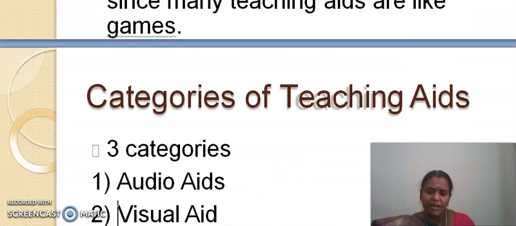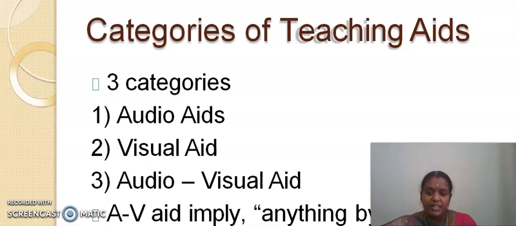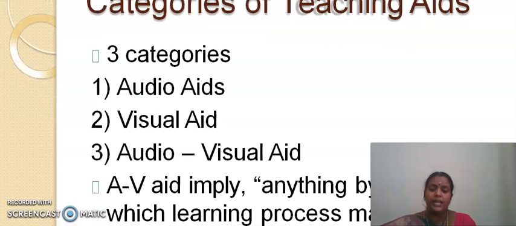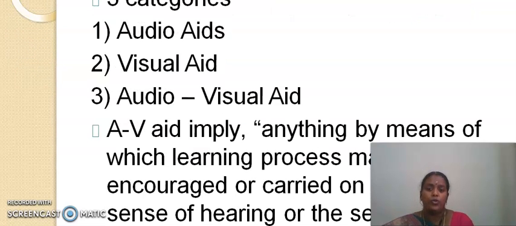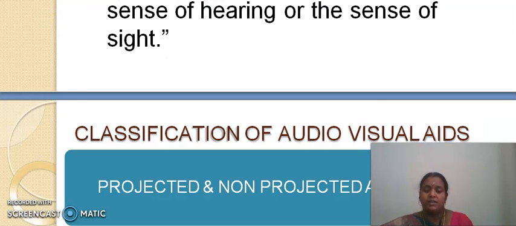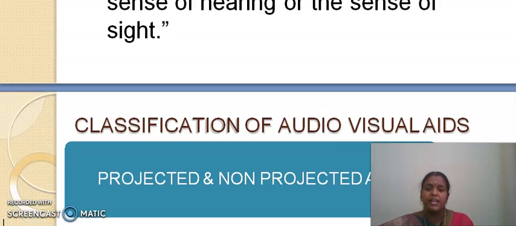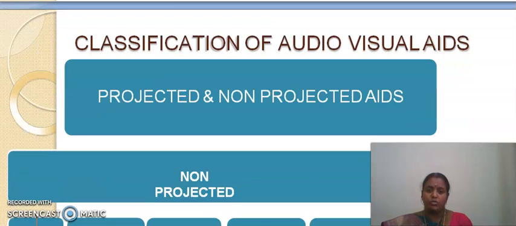Now this teaching aid can be classified into three different categories. The first one is audio, then visual, and the third one is audio-visual aids. Audio aids are nothing but what can be heard only. Visual, we can see only. And audio-visual, we can make use of both the senses, that is, we can hear as well as see. And we have some other classification also.